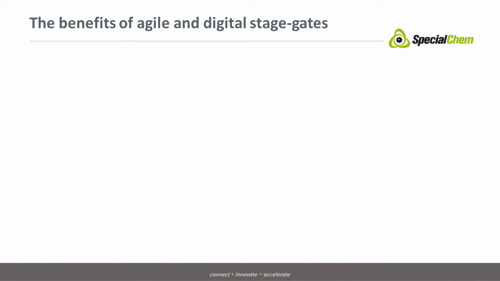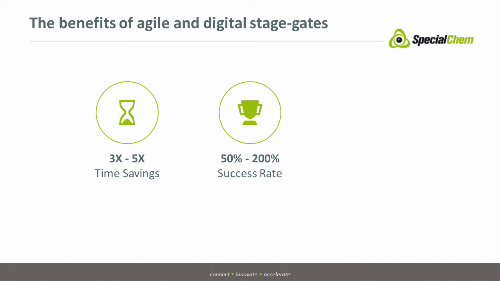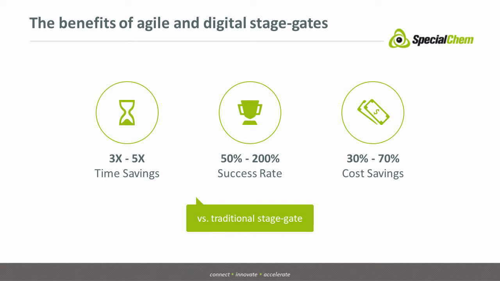So what are the benefits of an agile and digital stage gate? First of all, we see across the board, and we have literally done hundreds of these programs over the last 18 years, an estimate of between 3 and 5 times overall savings by doing it agile and digitally versus a traditional stage gate process. We also see upwards of 200% success rate, and of course time is money, between 30 and 70% overall cost savings as well. So now let's summarize what we've learned together over the last 3 videos.